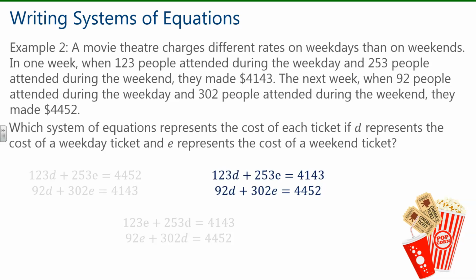Now let's look at the second equation just to confirm. So in the second week, 92 people attended during the weekday, 302 people attended during the weekend, and they made $4,452. So that is correct.